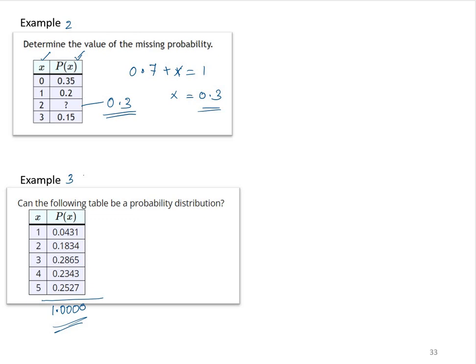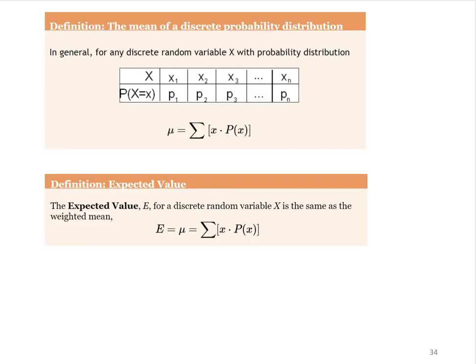Okay. So that is the first thing we have learned: what a probability distribution is, how to check whether it is a probability distribution or not, and what the meaning of probability distribution is. All these things are discussed. Okay. Now we are going to discuss the next important property. What is the mean of a distribution?